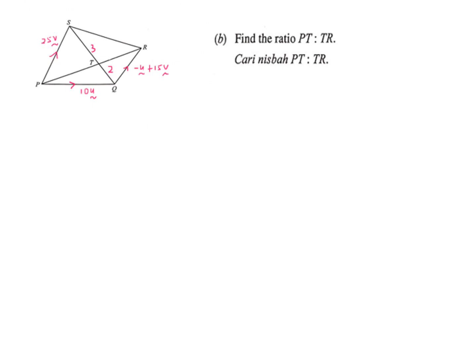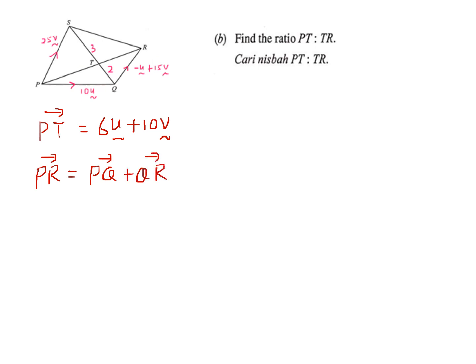Question B. Find the ratio PT to TR. From question A, vector PT equals 6 vector U plus 10 vector V. Now we look for vector PR by using the triangle law. Vector PR equals vector PQ plus vector QR. Vector PQ is 10 vector U and vector QR is negative vector U plus 15 vector V. Simplify the terms, we obtain vector PR is 9 vector U plus 15 vector V.